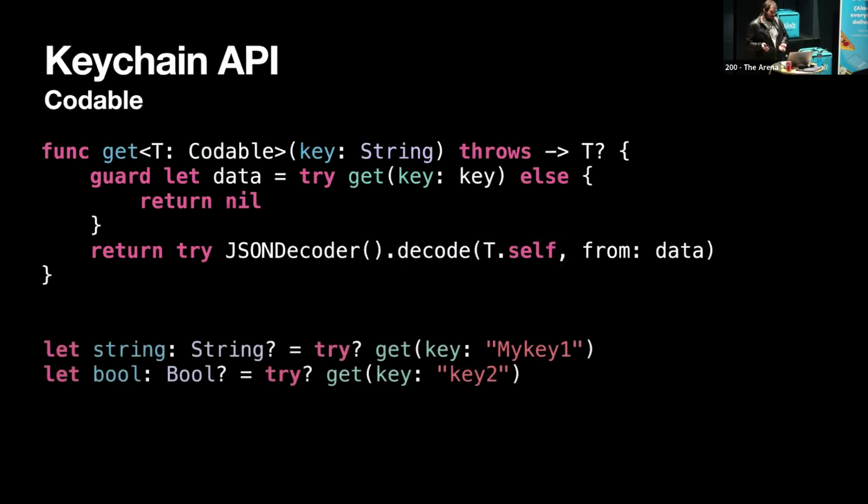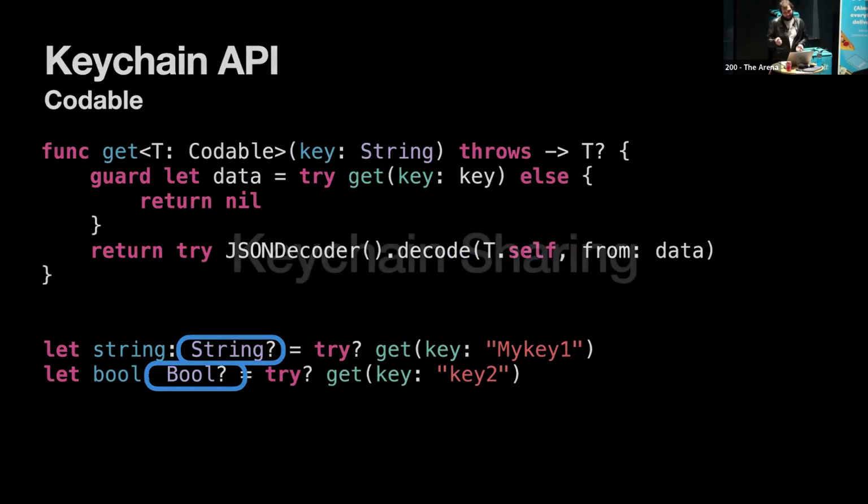And yeah, this is the example of how you use it. You have to tell the compiler what kind of specialization to invoke, and you have to specify the type, because otherwise there will be no information of which type you're trying to query. Is it a string or Boolean or a number? Now let's go to keychain sharing.